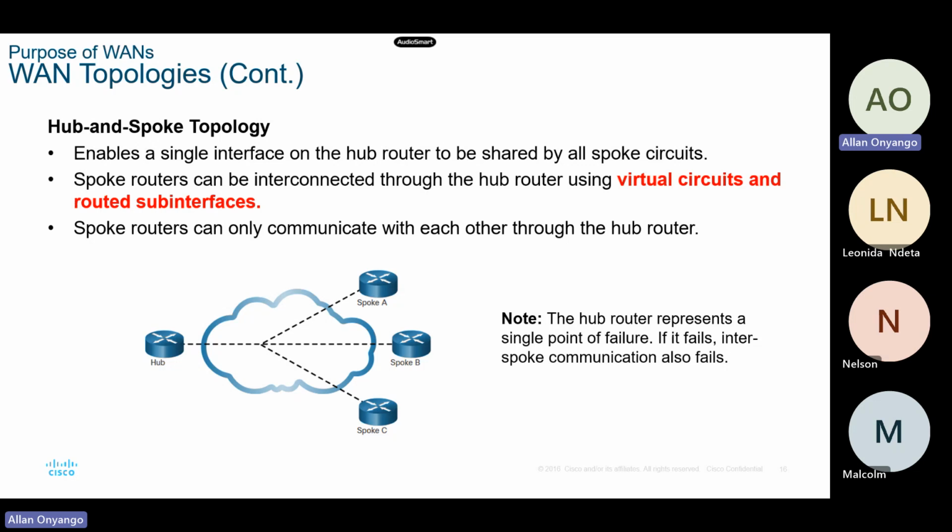But the only disadvantage we have here is that this kind of topology is very prone to a single point of failure. So if the hub fails, then that is the end of this network. If the hub fails, then all the other customer routers, those spokes there, will not be able to have any connectivity. So they totally rely on the hub, which must be on all the time.